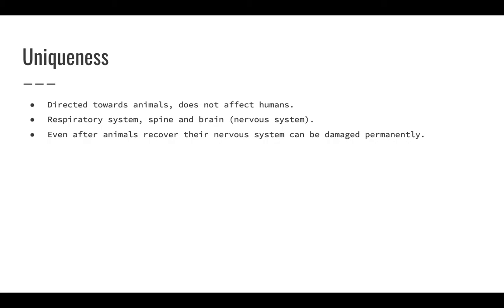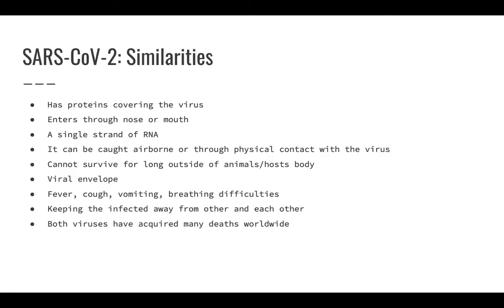There are quite a few things that are unique about my virus. One is that it's directed towards animals, and as far as we know, does not affect humans. Not to mention, Canine Distemper virus affects many parts of your body, including the respiratory system, spine, and brain, which could also mean the nervous system. And I was surprised to learn that even after animals recover from the virus, their nervous system, like I said before, can be permanently damaged.